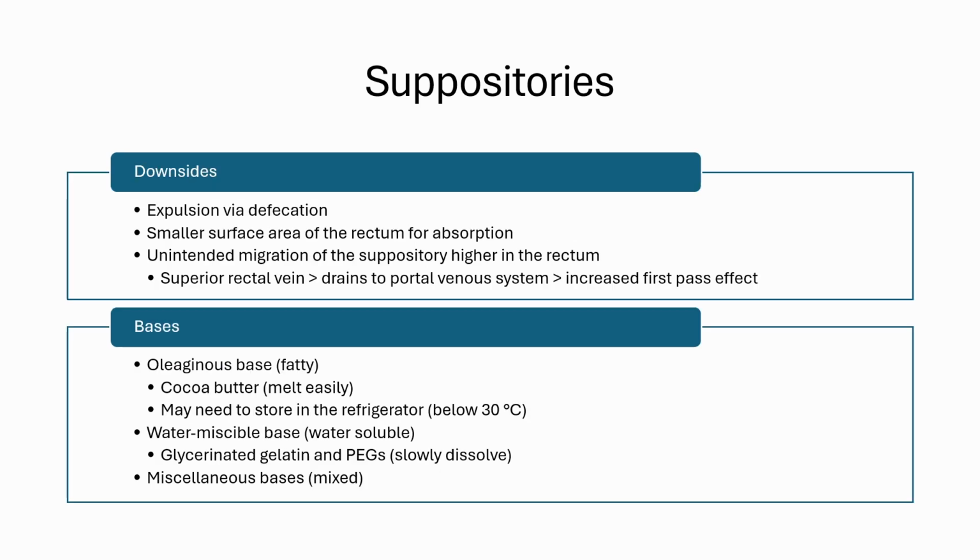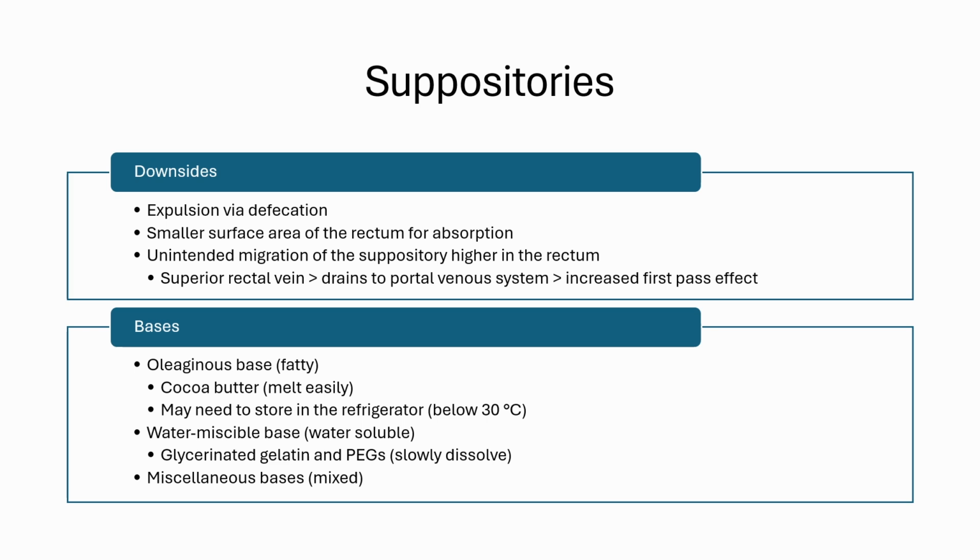Some of the downsides of suppositories include the expulsion of the suppository via defecation, a much smaller surface area in the rectum compared to the small intestines, and the unintended migration of the suppository higher in the rectum. If a suppository migrates too high, so if it enters the sigmoid or the descending colon, then the superior rectal vein will carry the drug to the portal circulation, causing more first pass metabolism than we initially wanted.